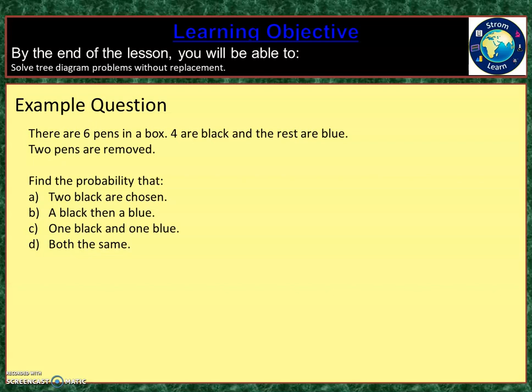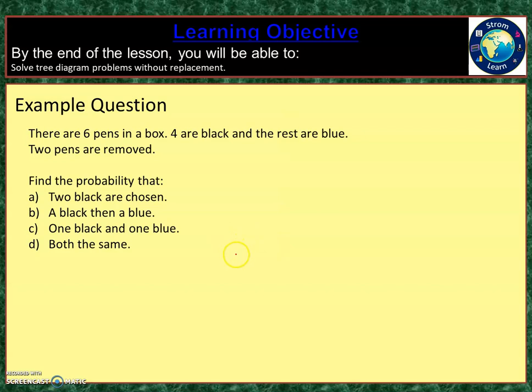The only difference is that it does not say 1 pen is looked at and then replaced, so just 2 are removed. Now when we're looking at probability, it doesn't make any difference if we removed 2 pens simultaneously or consecutively, so 2 together or 1 after the other. It doesn't change the probabilities in any way.